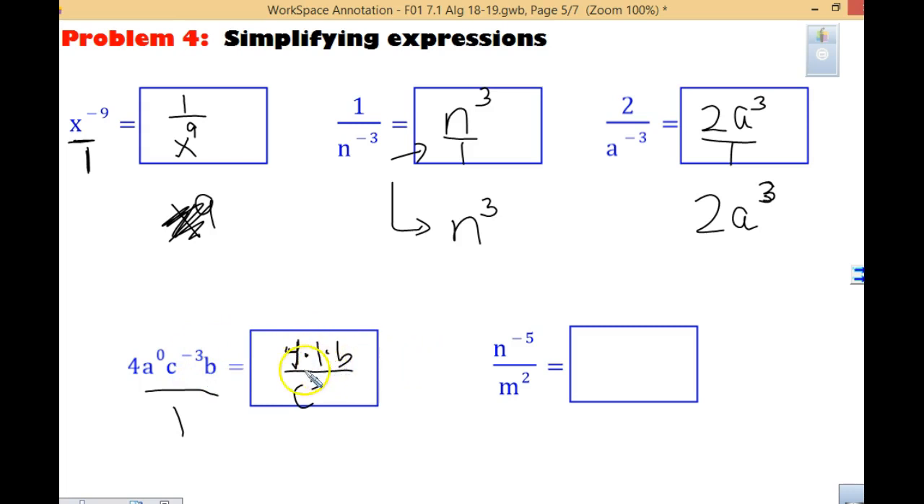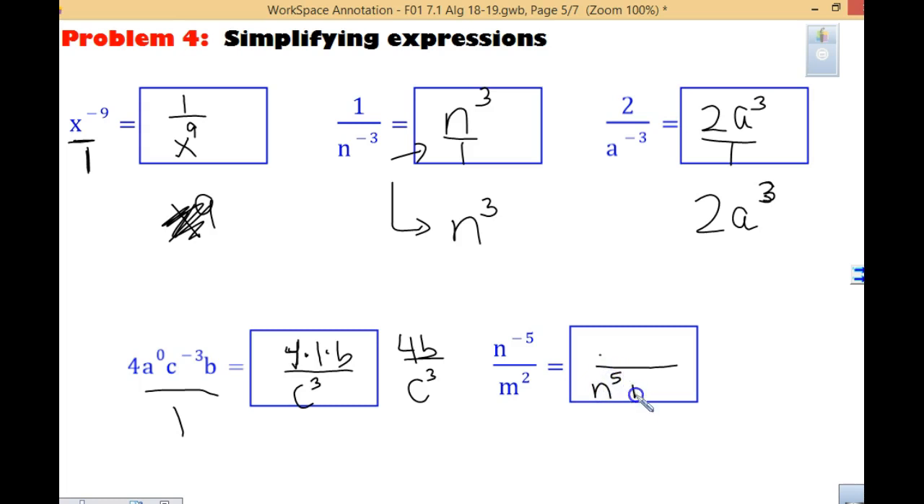So if I was looking at this answer, usually we don't put down the 1, but that would be 4b all over c to the 3rd. Because 4 times 1 is 4, right? So we're looking at that next one. Jack? Oh, sorry. So you move the n to the power of -5 down. Okay. And it's now n to the 5th.